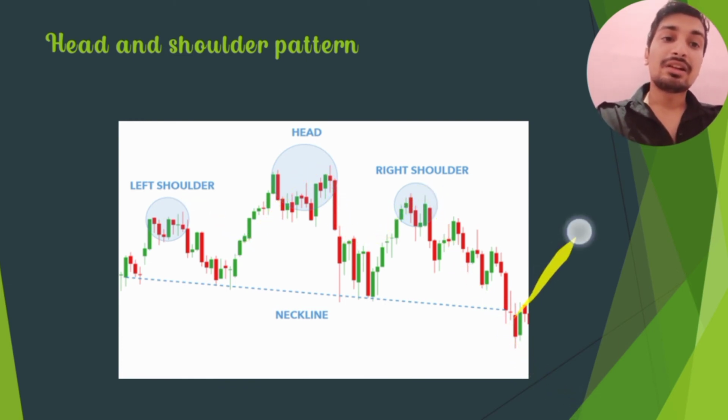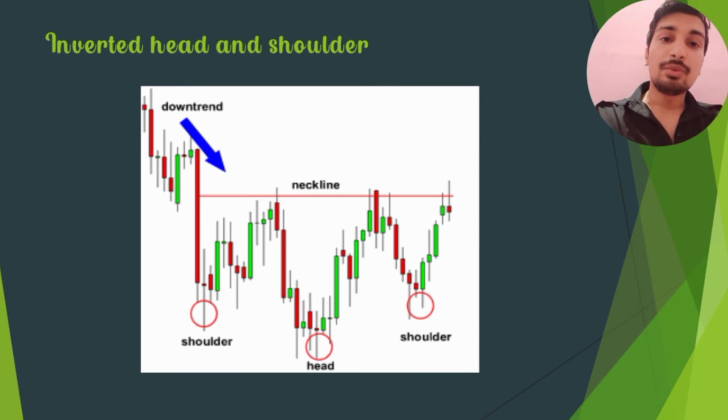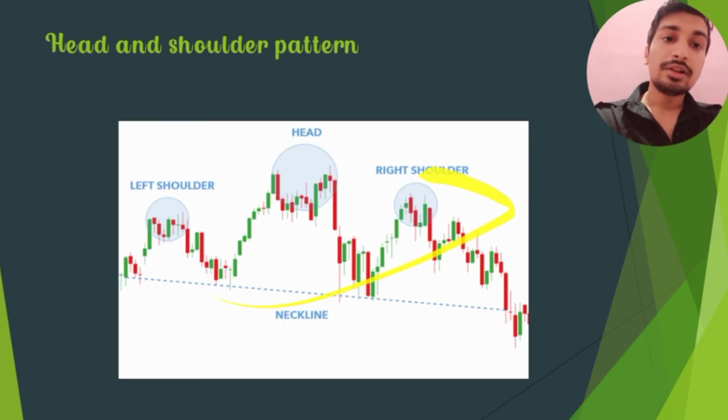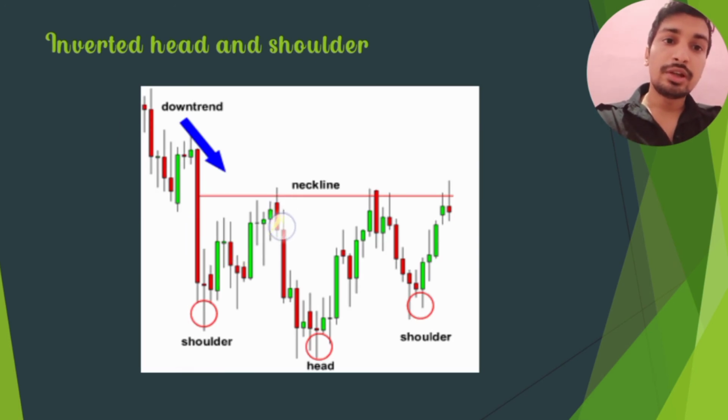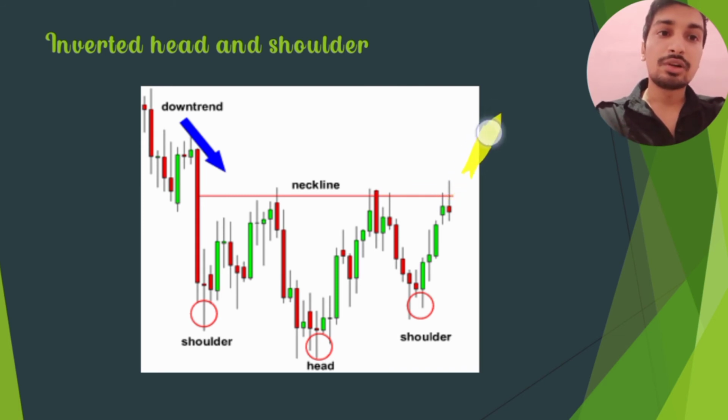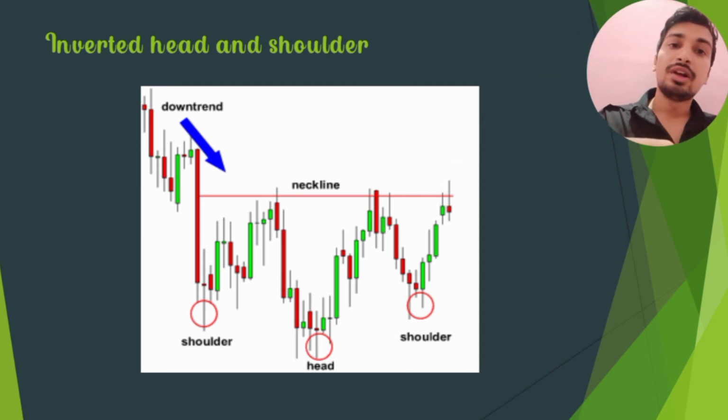And if it breaks upward, we also have an inverted one, for example. So in the inverted, again the same thing, this pattern is inverted. You have the shoulder, you have a longer head, you have the shoulder, this is the neckline. If the neckline is broken, the company is expected to go up in the case of inverted head and shoulder.